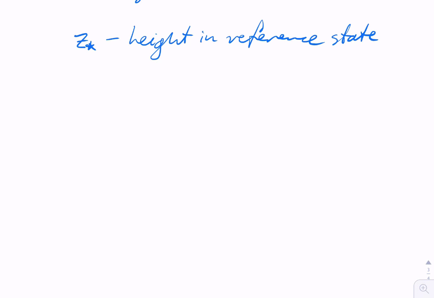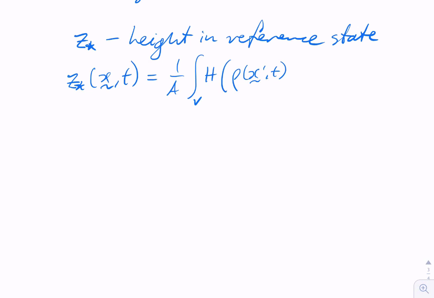In 1995 to define a new quantity Z star. Now Z star is the height that a parcel of fluid would take in the reference state, and can be written most elegantly as Z star as a function of space and time as 1 on A times the integral over the volume of the Heaviside function of rho of x prime, comma t, minus rho of x, comma t, integrated over the volume. Z star is therefore a 3D function which can be used to calculate the background potential energy.